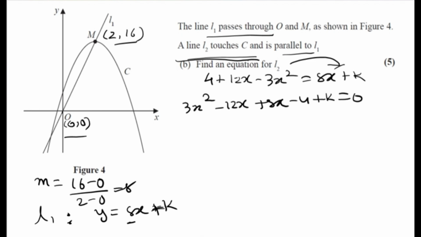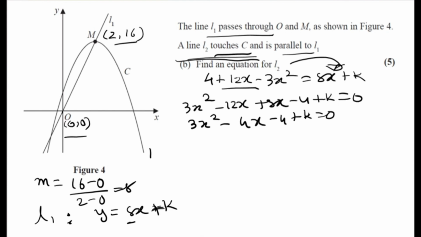As you can see, all these terms change sign because I moved them to the other side, right? Okay, simplify it. So 3x squared, then minus 12x and plus 8x will give me minus 4x, minus 4 plus k equals 0, right? Now we don't know the value of k, so we cannot simplify it further, but we have one hint here. They are telling us it touches C, which means they are intersecting at one point.